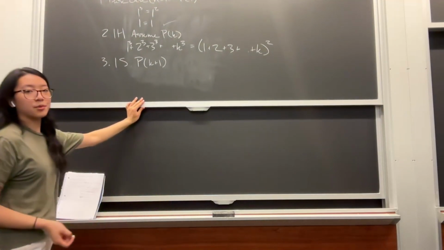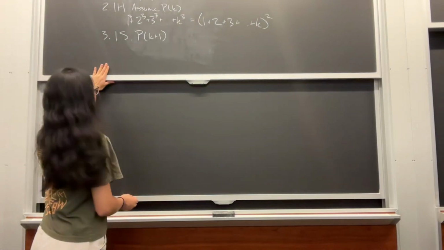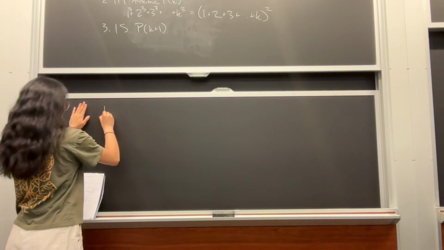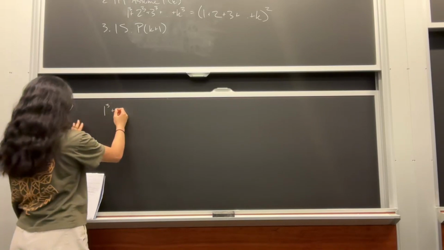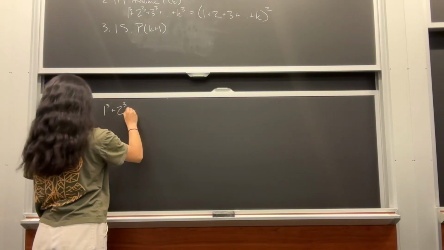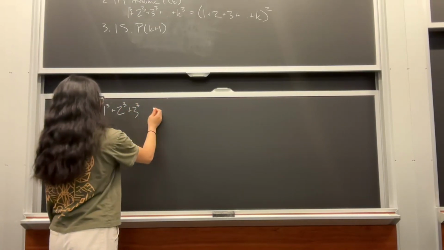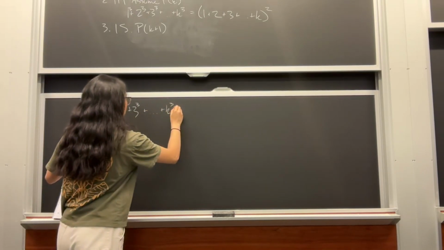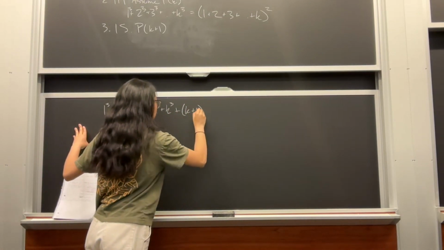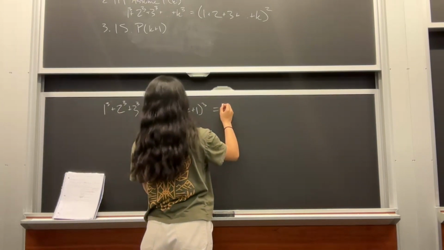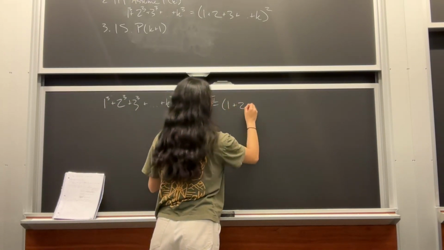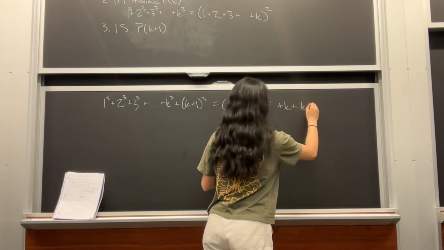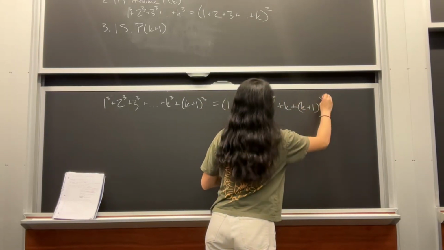And let's send that board up for that, and pull this other board down. So the way we're going to do that is by plugging in k plus 1 into both sides of our statement. So 1 cubed plus 2 cubed plus 3 cubed plus all the way to k cubed plus (k+1) cubed. And then we're saying it's equivalent to 1 plus 2 plus 3 plus all the way to k plus 1, that whole thing squared.